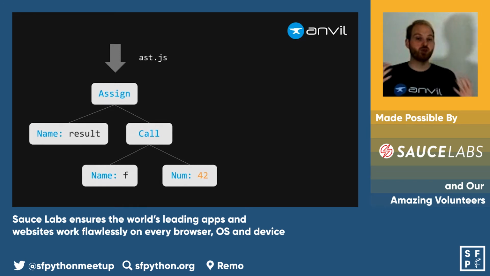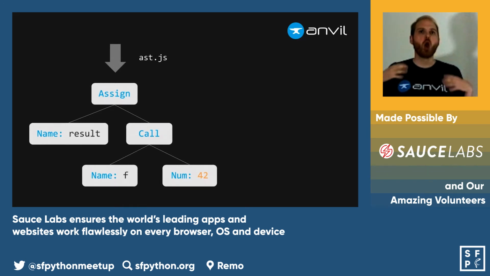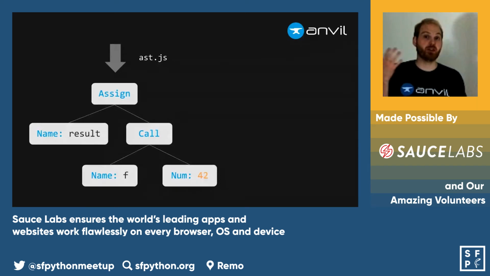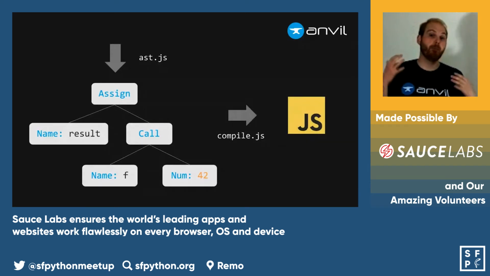And that is a tree of operations as we think of them in Python. So, for example, that code is represented in an AST as, well, it's an assignment. And on the left-hand side of that assignment is a variable named result. And on the right-hand side is a function call, calling a function named f with an argument with the numerical constant 42. And once we have assembled this tree, then we have a compiler that can walk over this tree, spitting out JavaScript.